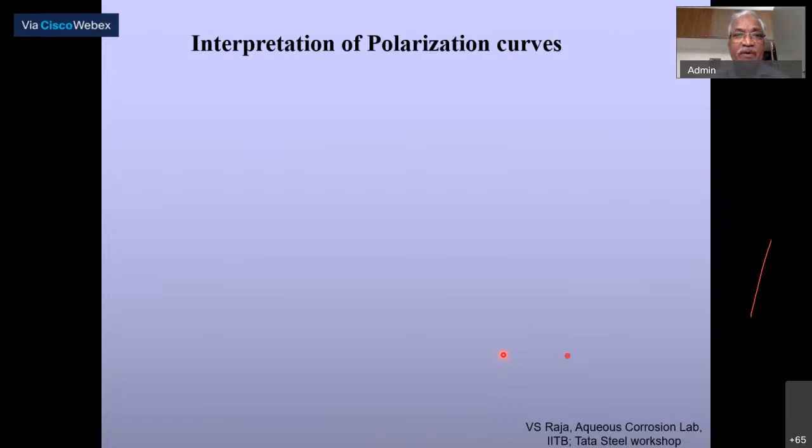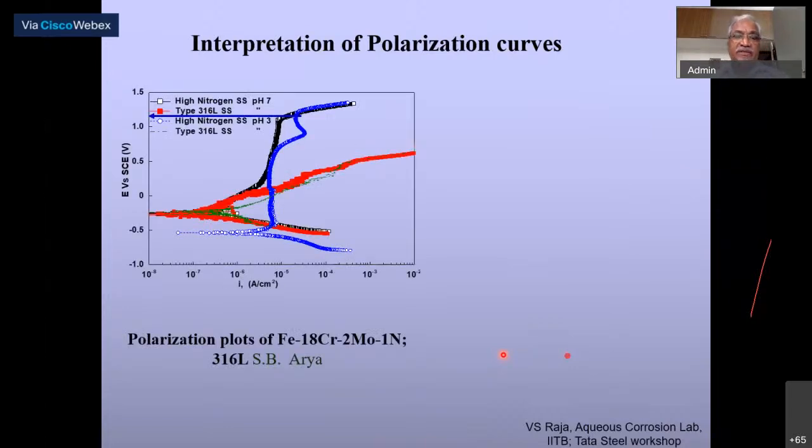Now let me go here. I think this study was done by one of my students. This is a stainless steel consisting of 18 chromium, 2 molybdenum, and 1% nitrogen. Of course, there is one more stainless steel, which is 316 stainless steel. Dr. Arya, now a faculty at NIT Suratkal, did very nice work. He took both alloys and carried out polarization studies in a sulfate solution of varying pH. The pH was 7 and the pH was 3. In these two pH conditions he studied this alloy, and these are the polarization curves.